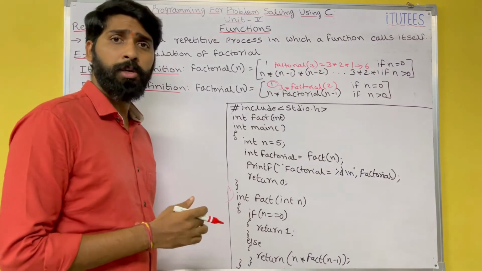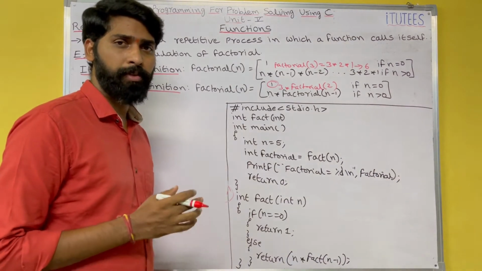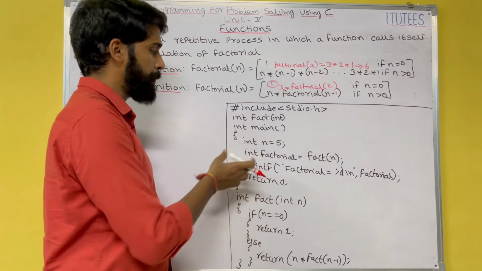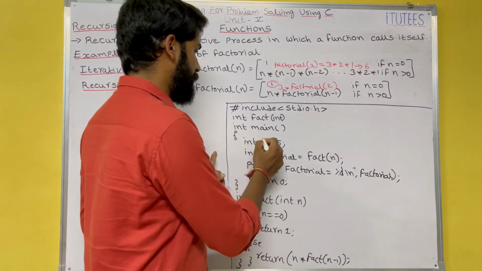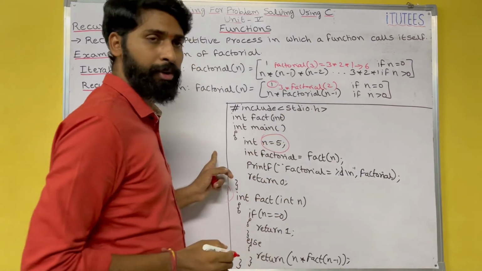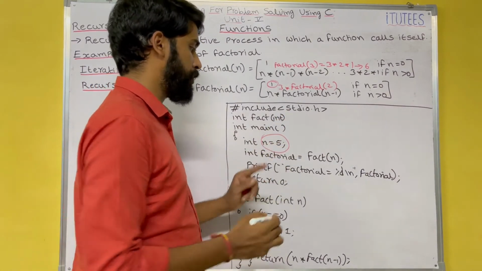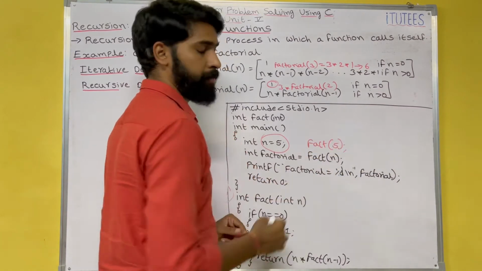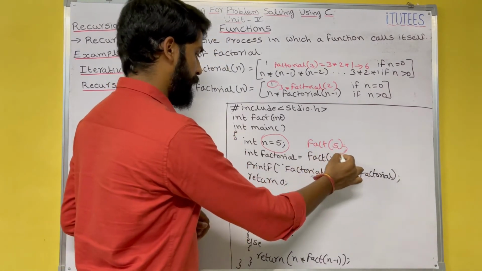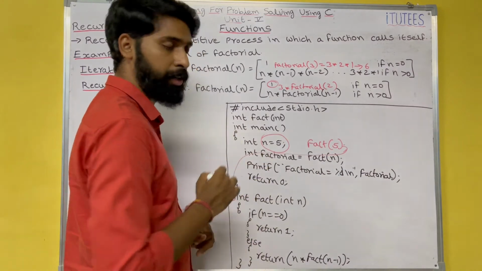Okay, so now we see one example program for recursion. The purpose of the program is to find the factorial of a number. Here the number is 5. n equals 5. int factorial equals fact of 5. Here the function name is fact, called with 5. Okay, that means the control goes to the function.